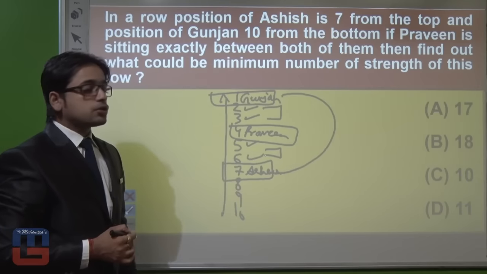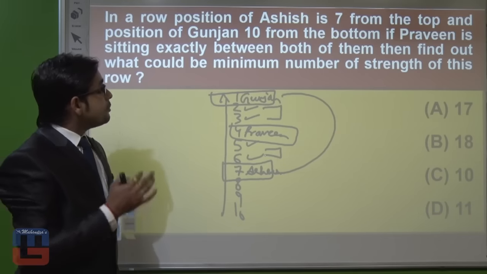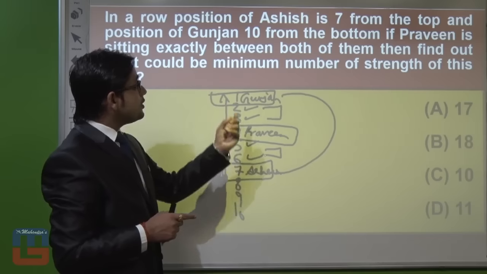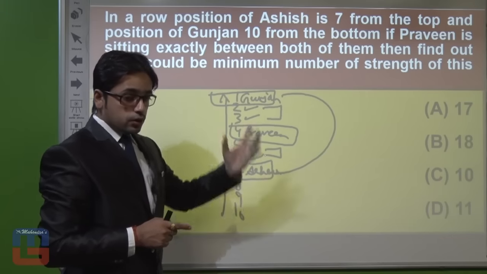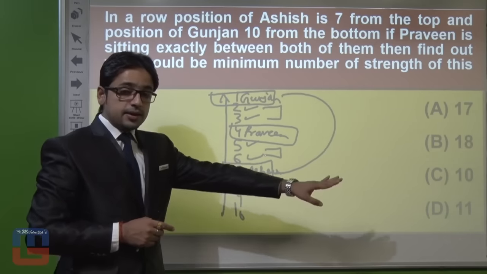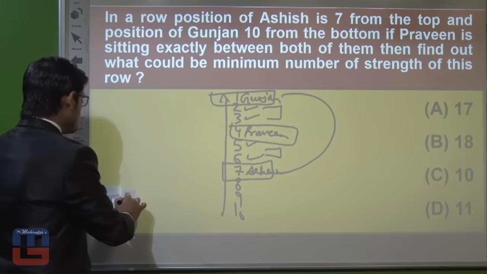So the right answer of this question will be 10. The minimum number of strength of this row will be 10 after fulfilling the condition which is written in your question. So the right answer of your question will be option number 3rd, that is written over here, C. Let's move on toward the next question.